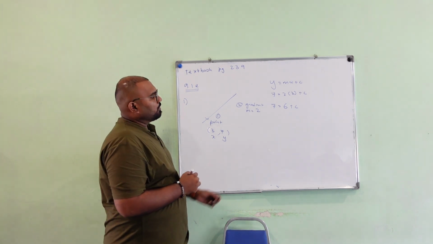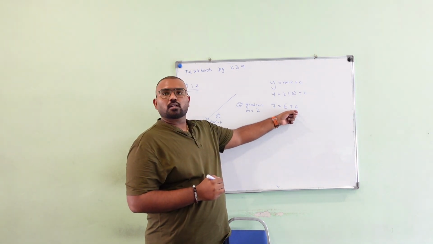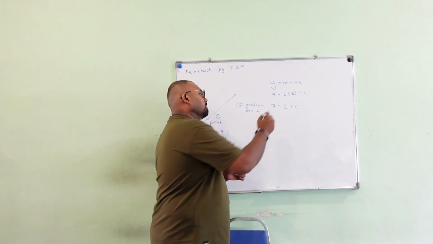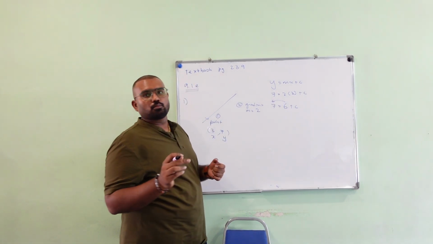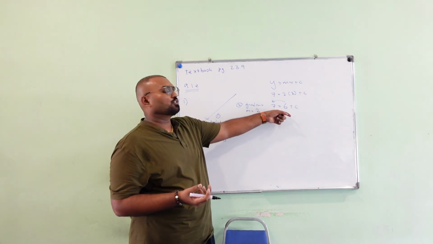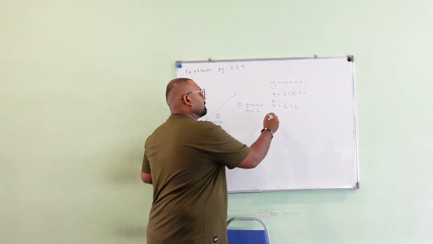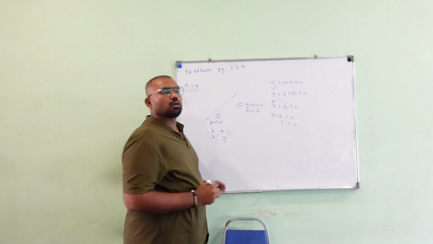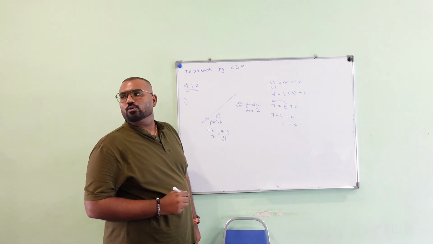Clear? So now, to find c, it is over here, right? So we don't want the 6. 6 and c plus. So when you go across the equal sign, the sign will change. Plus will become minus. So 7 minus 6 equal to c, c equal to 1. Faham?